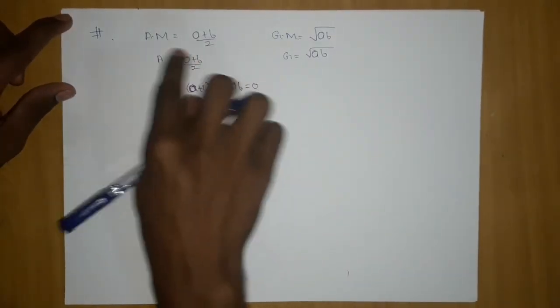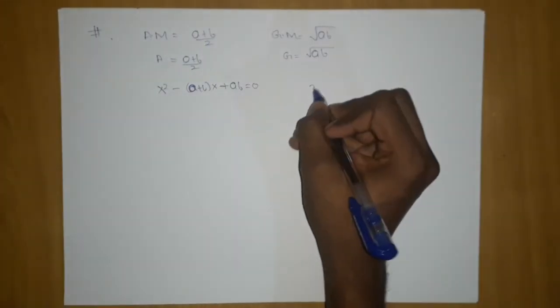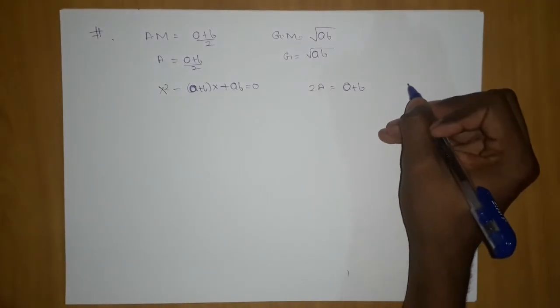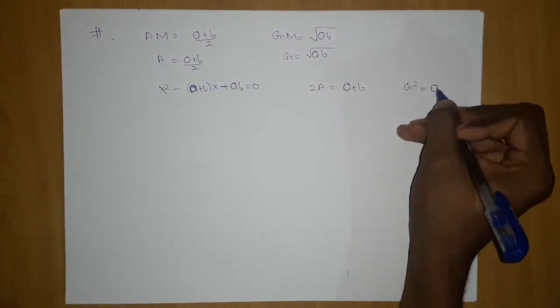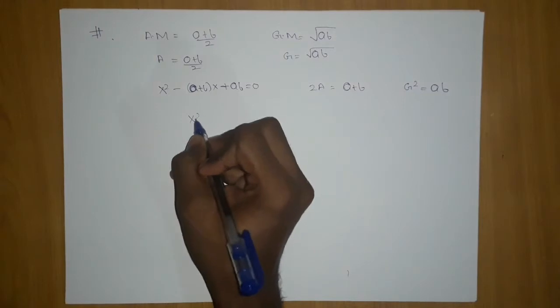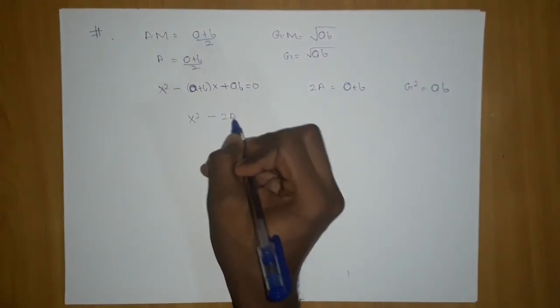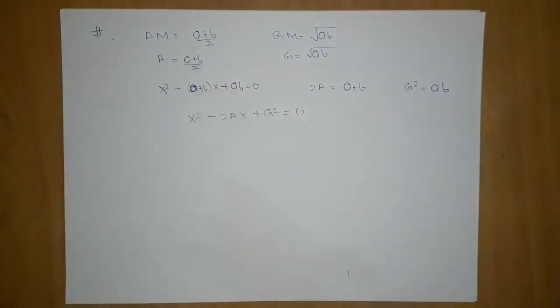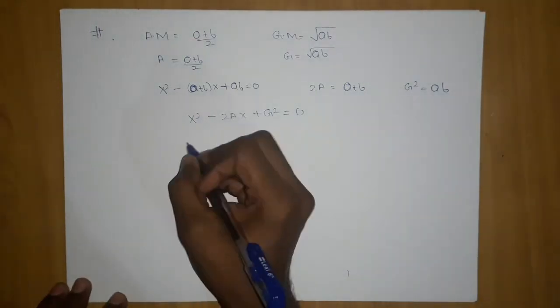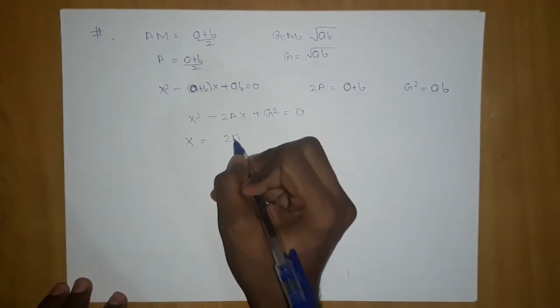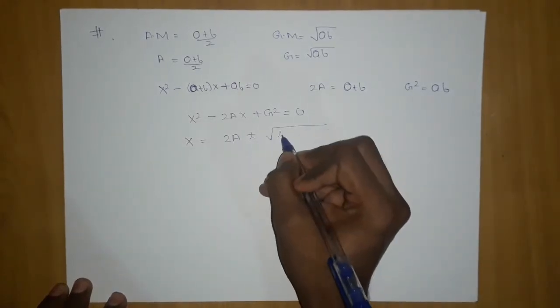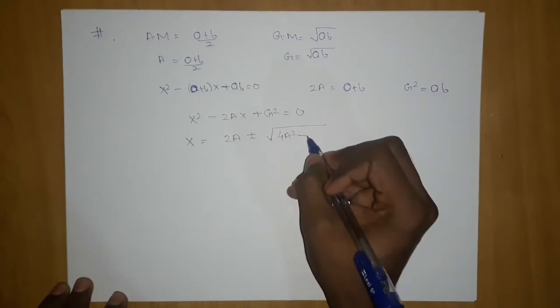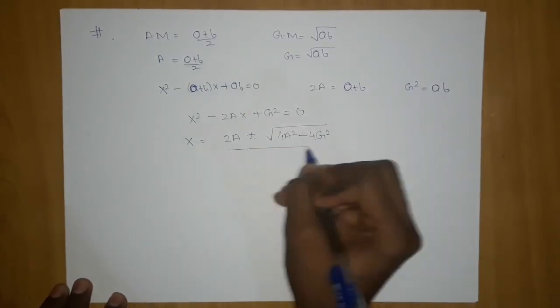Now to make it like this, 2A will be equal to a plus b, and ab will be what? G square will be ab. So if I substitute it here, x square minus 2Ax plus G square should be equal to 0. Now it is a quadratic equation, and I can find its root. It will be 2A plus minus under root 4A square minus 4G square upon 2.